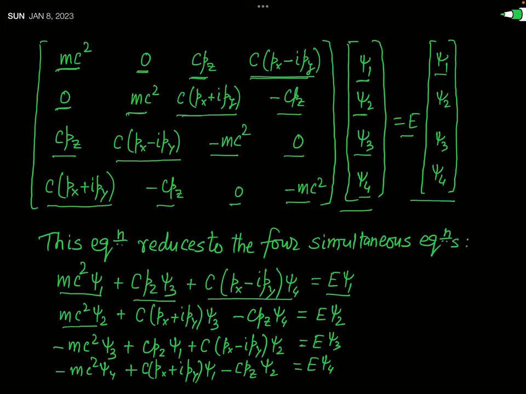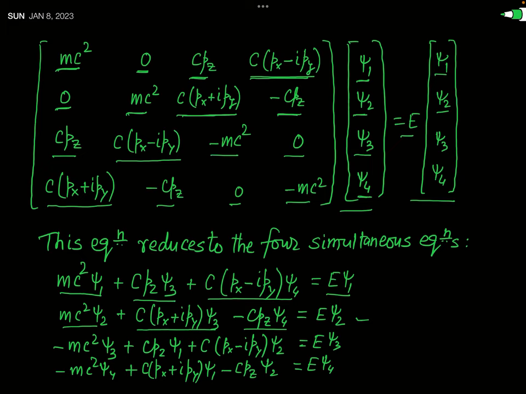Again, cpx plus ipy operated on psi 3. So this is cpx plus ipy psi 3. And minus cpz operated on psi 4. So this is minus cpz psi 4 and E psi 2. Okay, this is equal to E psi 2.